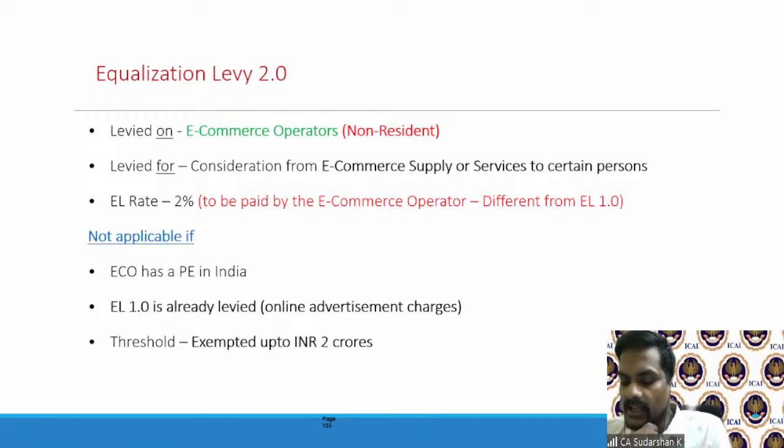There shall be charged an equalization levy at the rate of 2% of the amount of consideration received by an e-commerce operator. So a non-resident e-commerce operator, from e-commerce supply or services. So an e-commerce operator gets consideration. So who is an e-commerce operator? An e-commerce operator is defined in 164 CA, the definitions. An e-commerce operator is a person who owns, operates, or manages digital or electronic facility or platform. So any consideration received by an e-commerce operator for e-commerce supply of services, then 2% equalization levy has to be borne.